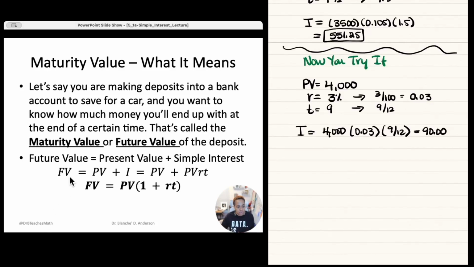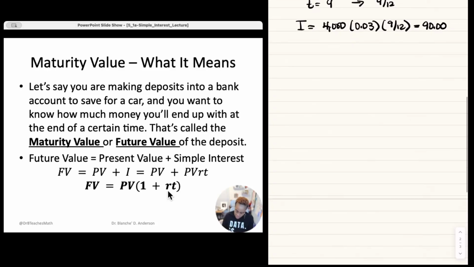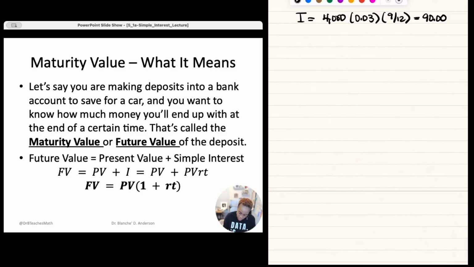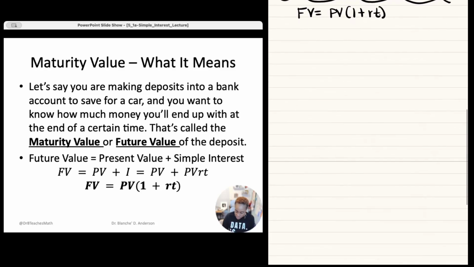The future value is equal to the present value plus I. We know that I is PVRT, right? So if you do a little algebra, you end up with PV plus PVRT. And then if you factor out the PV, you end up with the future value equals the present value times the quantity 1 plus RT. Okay, so that's your future value formula. Your future value is equal to your present value times 1 plus RT. So that's how you would find the future value, maturity value.